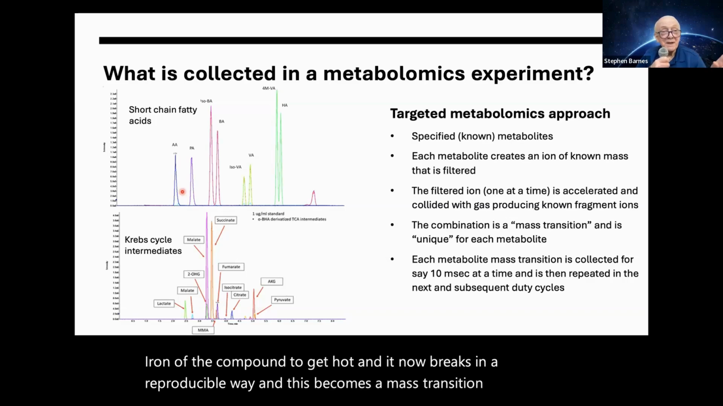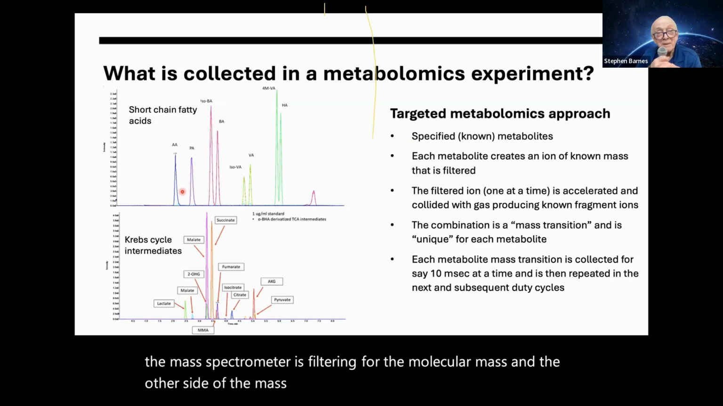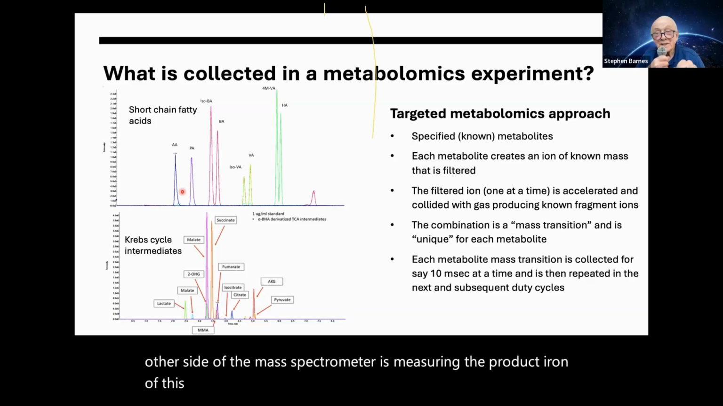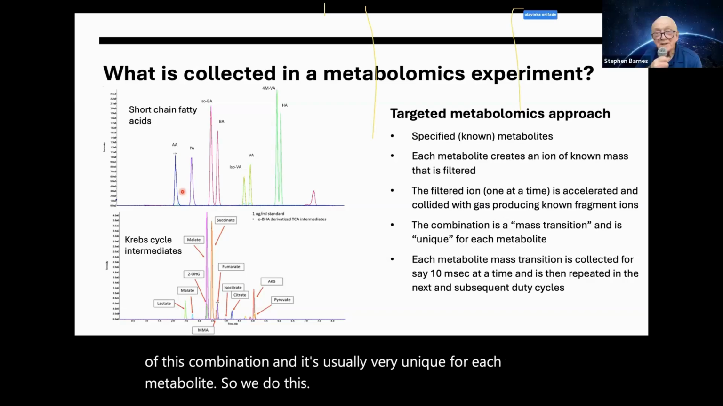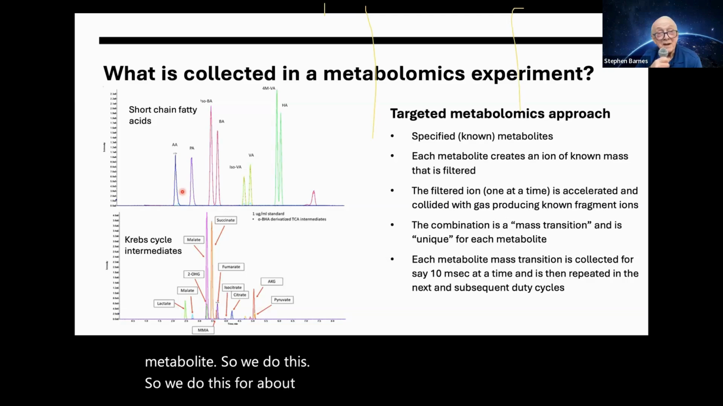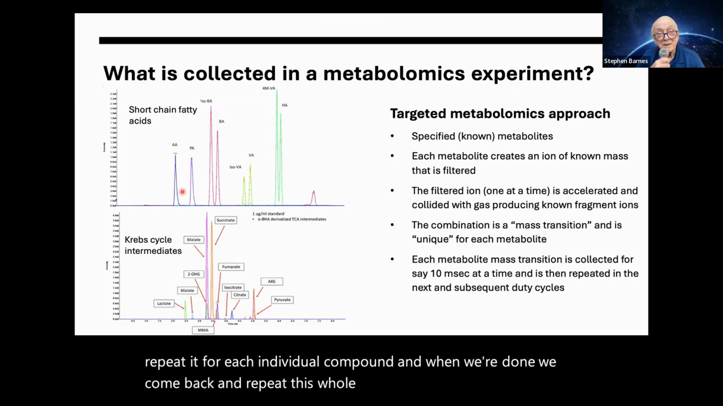So one side of the mass spectrometer is filtering for the molecular mass, and the other side of the mass spectrometer is measuring the product ion of this combination. And it's usually very unique for each metabolite. So we do this for about 10 milliseconds of time, typically, and then repeat it for each individual compound. And when we're done, we come back and repeat this whole series of measurements.